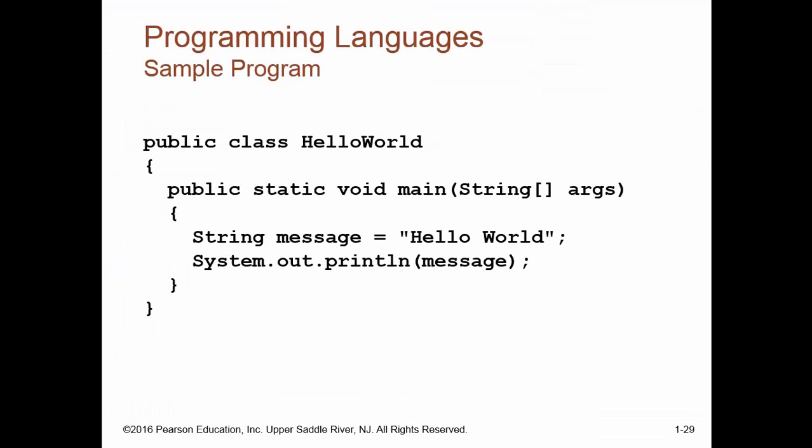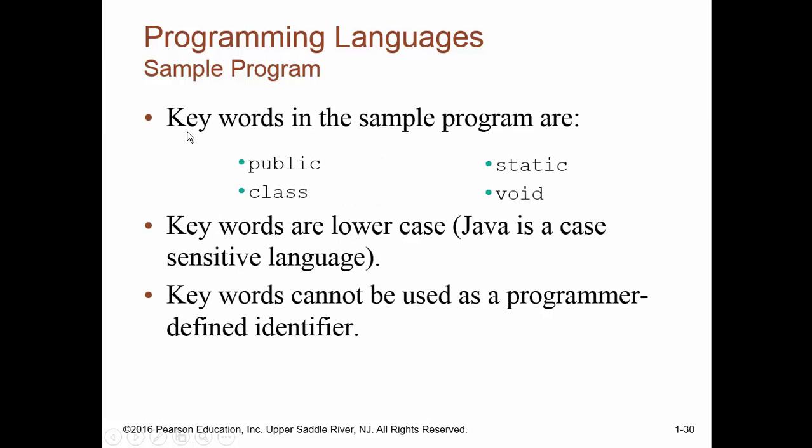Now, as you'd guess, the programs will get a lot more complex than that, but just so you had a little bit of an introduction. So again, the keywords in there were public, class, static, and void. Java is case sensitive, so all keywords are in lowercase.